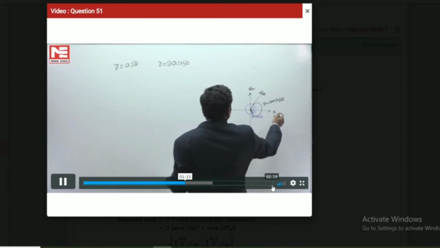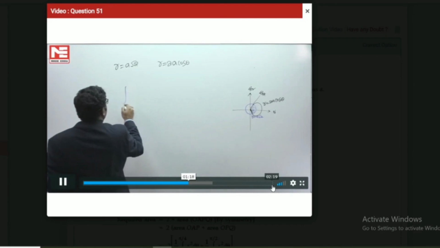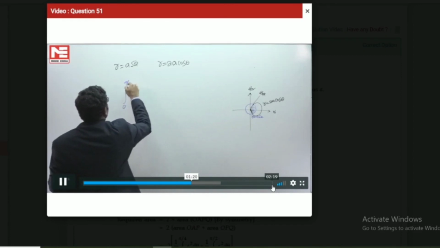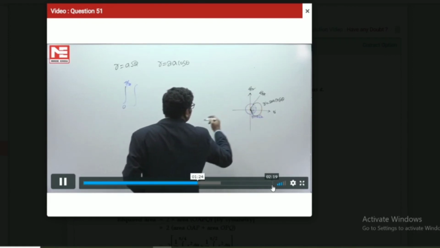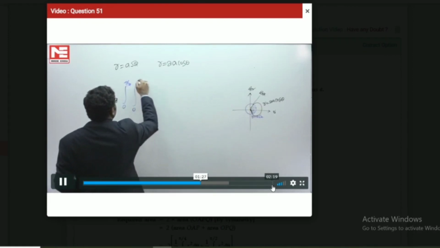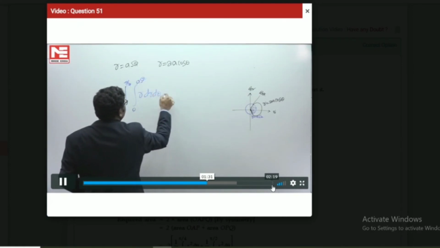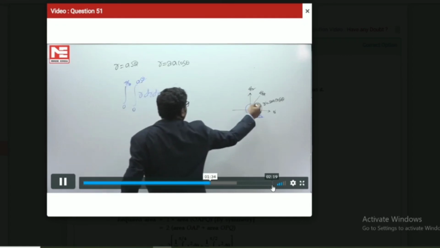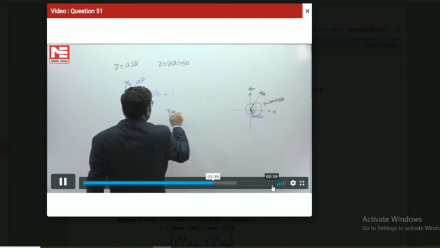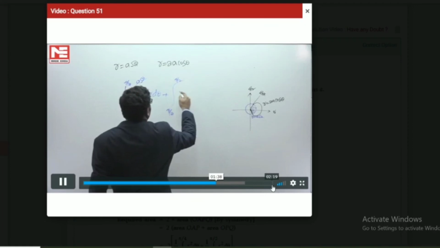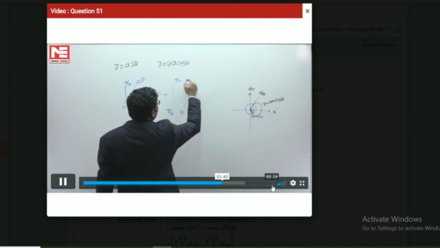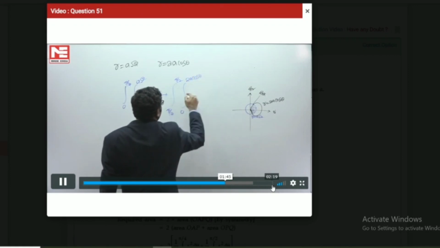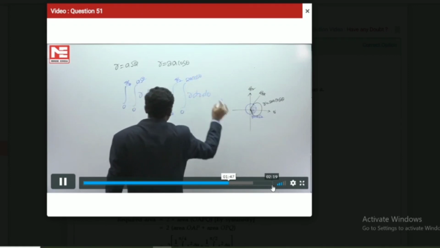Now from 0 to pi by 4, radius varies from 0 to a root 2. r dr d theta, because polar form. From pi by 4 to pi by 2, the circle is 2a cos theta, therefore 0 to 2a cos theta. r dr d theta.